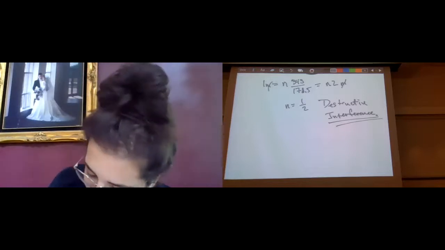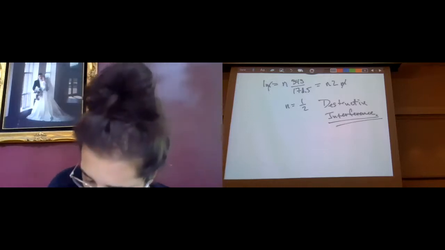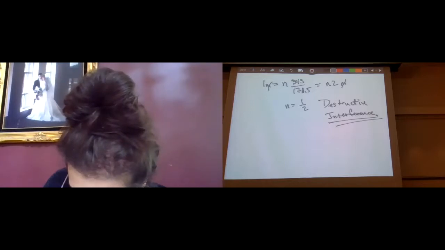So this one has to be destructive interference. So that's a good teacher. He doesn't blow out his students' eardrums. Right? Let's do another one.